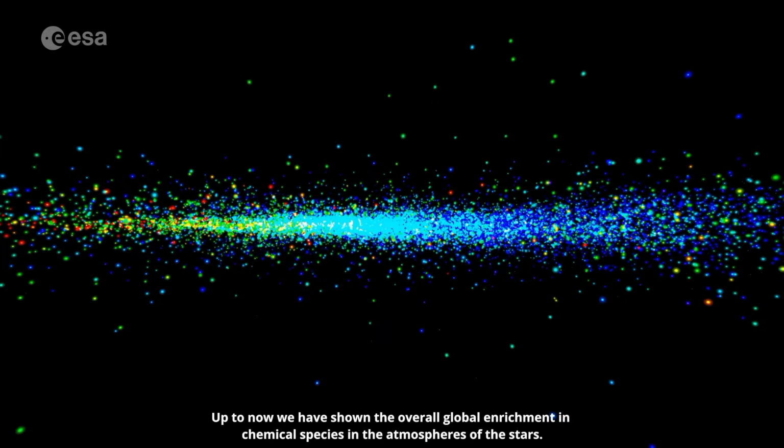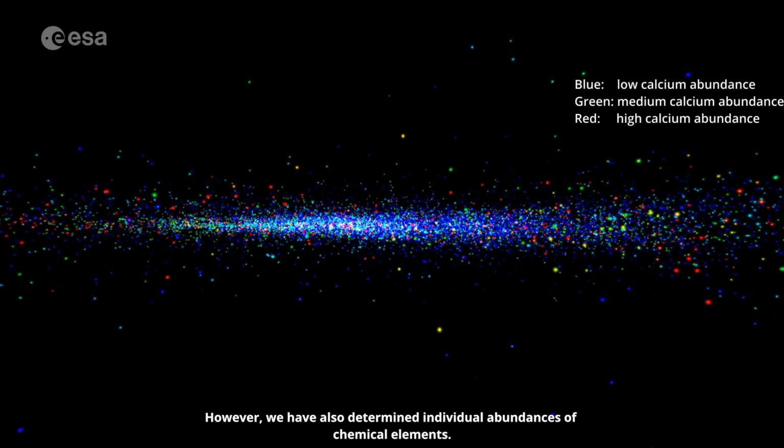Up to now, we have shown the overall global enrichment in chemical species in the atmospheres of the stars. However, we have also determined individual abundances of chemical elements. As an example, we color-code here the amount of calcium in the young stars, an element which is, for instance, important for the stability of our bones.